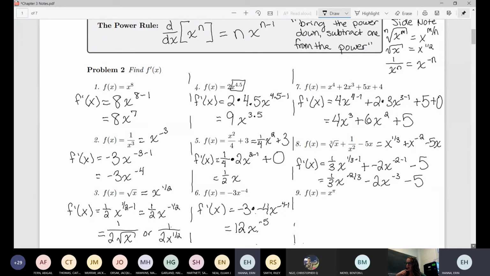And then for 9, we have x to the pi. So x is a variable, pi is a number, so this is okay. Bring the power down, subtract 1 from the power. And this one you just have to leave as pi minus 1. And that's how the power rule works.